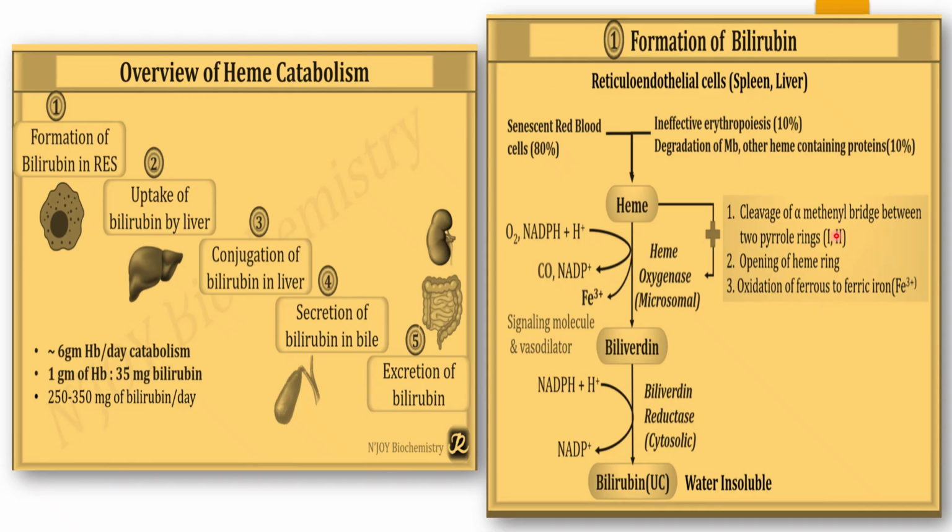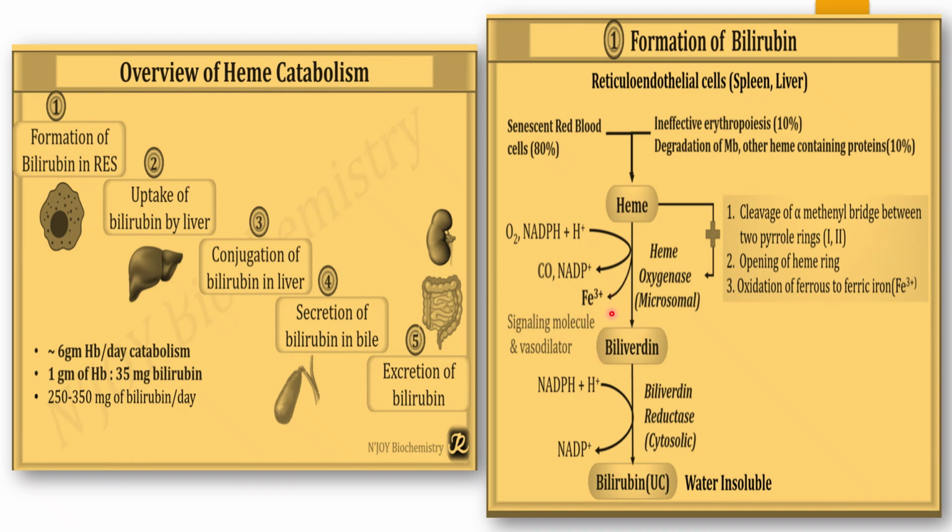There is cleavage of the methenyl bridge between the two pyrrole rings, pyrrole rings 1 and 2. The methenyl bridge is broken and the methenyl group is released in the form of carbon monoxide. This leads to the opening of the heme ring, and then oxidation of the ferrous form present in the heme. Iron is always present in the ferrous form, so it converts into the ferric form, and in this ferric form it is released, which can be recycled further during erythropoiesis.